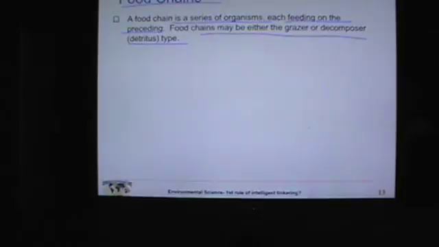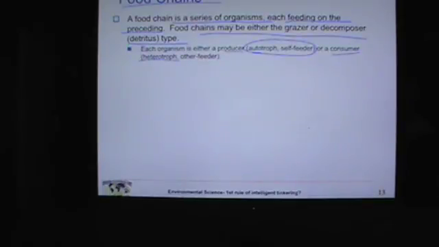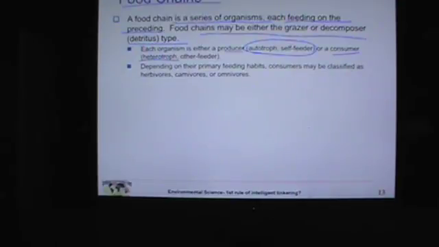Very simple idea of a food chain. A food chain is a series of organisms, each feeding on the preceding one. Food chains may be either the grazer or decomposer type. We're not going to get into that much detail about food chains at this point. Each organism is either a producer, a self-feeder, an autotroph, or a consumer, a heterotroph, other feeders. So you're either making the food or you're being eaten by somebody else who doesn't. Depending upon the primary feeding habits, consumers can be classified as herbivores, carnivores, or omnivores. I think I went through that in the previous slide.